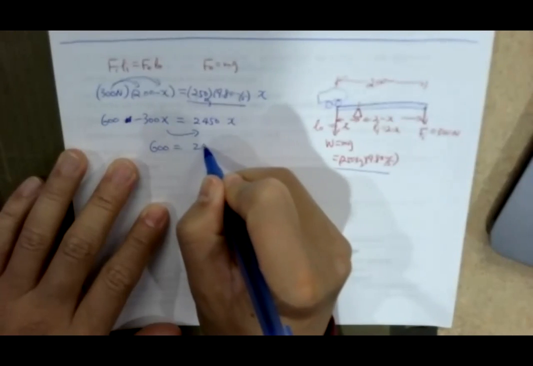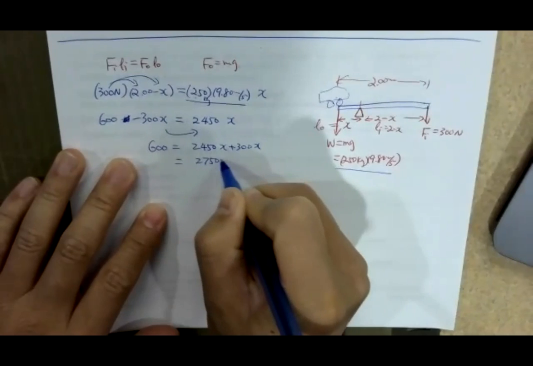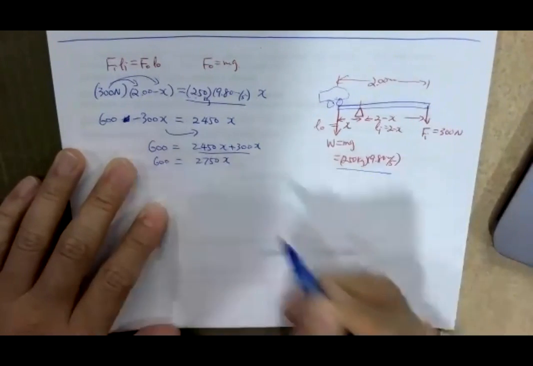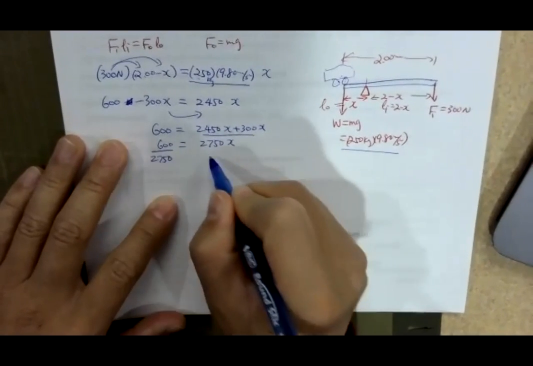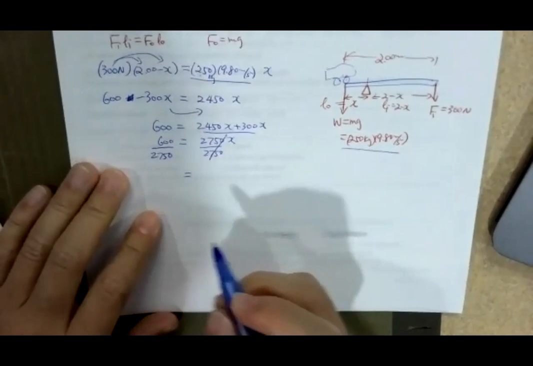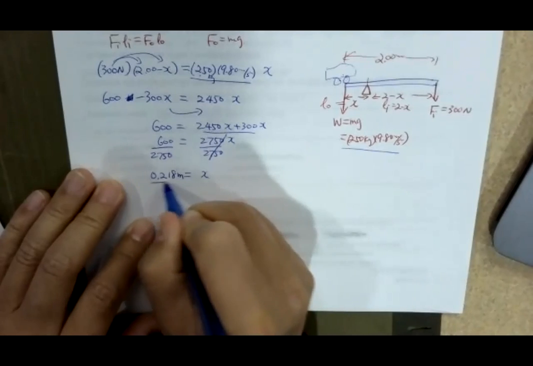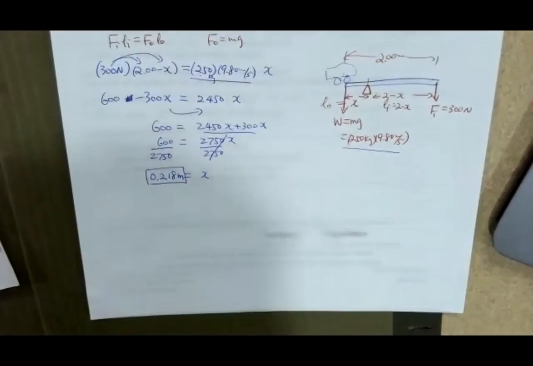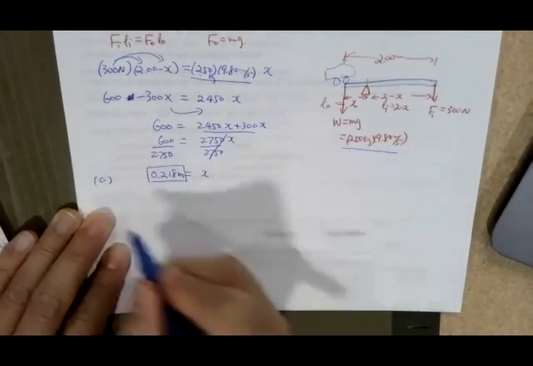Then move this to the other side to isolate x. 600 equals 2450x plus 300x, that would be 2750x, equals 600. Then divide both sides by 2750 to solve for x. In that case, this is equal to 0.218. That should be in meters because I have everything in SI units. So roughly 0.218 meters away from the end. So this is the first part, I'll call it part A.